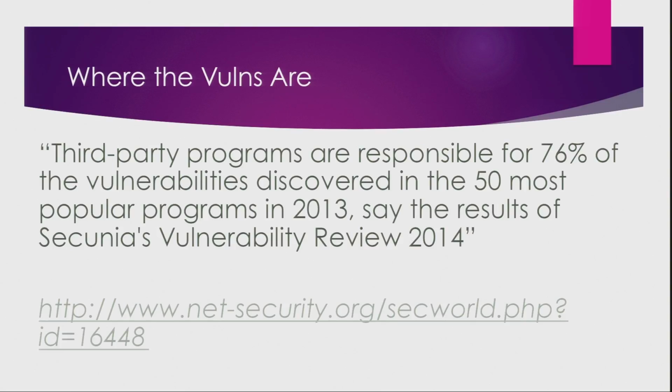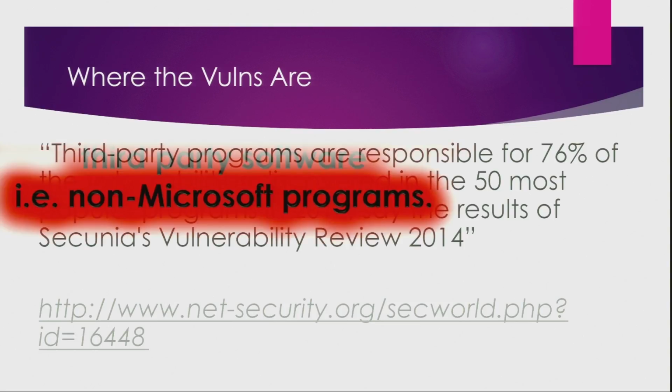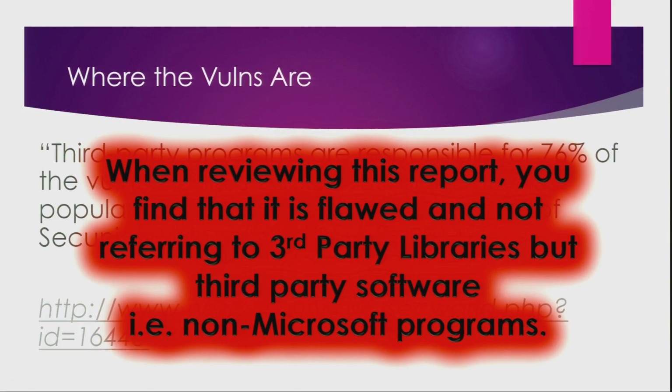For example, this quote from Secunia: third-party programs are responsible for 76% of the vulnerabilities found in the 50 most popular programs in 2013. That sounds terrifying. The problem is that report's flawed. They're not actually even referring to third-party libraries. They're talking about third-party applications that run on Microsoft systems.